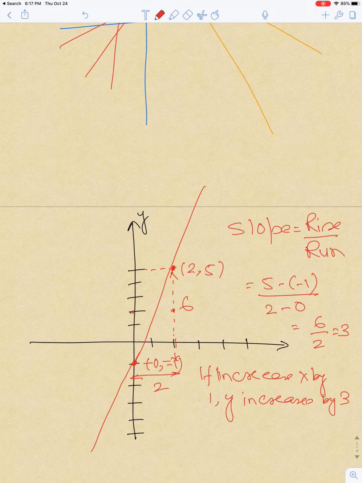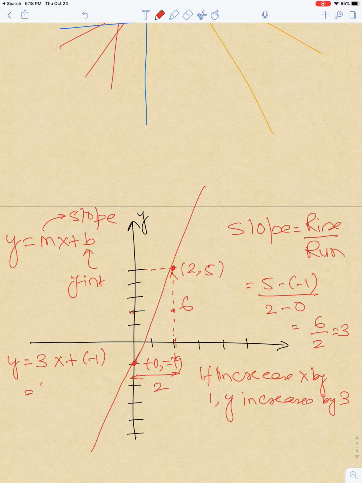So what is the equation of this line? Every line has an equation which is y equal mx plus b. B is the y-intercept. M is the slope. So what is the equation of this line? Y equal, we know the slope. Slope is the steepness, 3x plus, what is the y-intercept? That's -1. So the equation of this line is 3x minus 1. That's it. There you go.